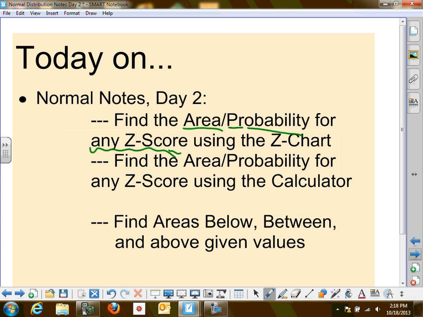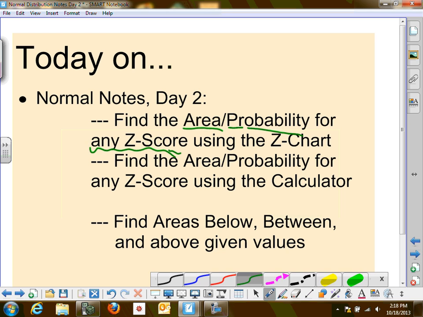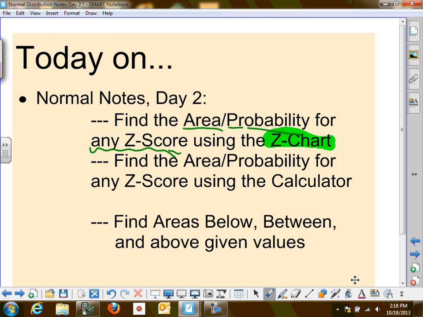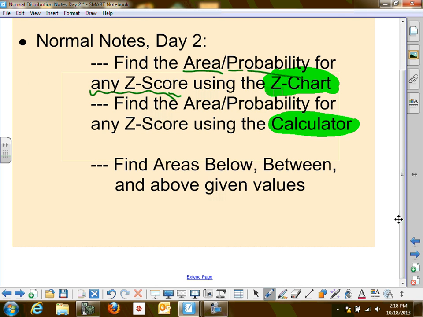And we're going to do it in 2 ways. We're going to do that using a z-chart. So I'm going to teach you how to read the z-chart. And then I'm also going to teach you how to do the same thing on the calculator. You need to know how to do both of those methods. All right? And the 3 things we're going to find is areas that are below a point, above a certain point, and then in between 2 z-scores. All right, so let's get to it.